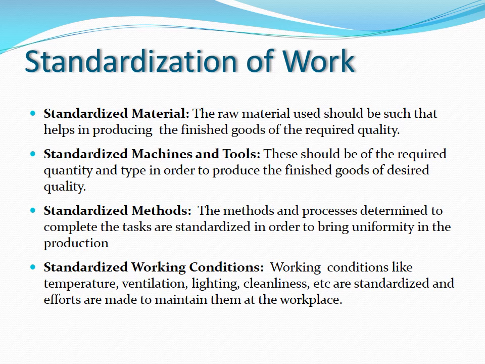Next is standardized working conditions. So working conditions which are required to produce a certain quality of finished goods should be used. For example, temperature. So if we want to have temperature of say 30 degrees Celsius in order to produce any product, we cannot have a temperature which is less than 30 degrees or more than 30 degrees or maybe minus 20 degrees or minus 10 degrees or 10 degrees. So we cannot have that temperature. Lighting, cleanliness, ventilation. So all these things are standardized, and that is what is required in order to produce a standardized finished good.